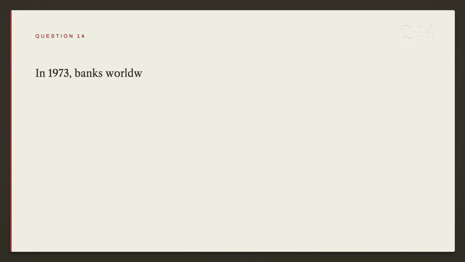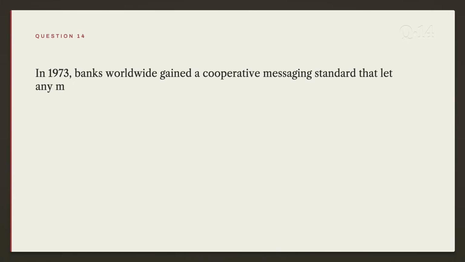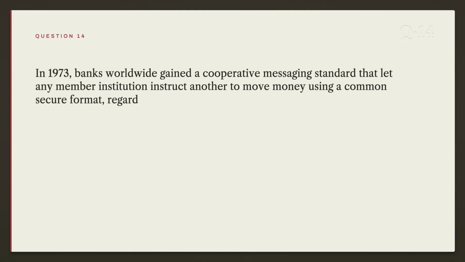Question 14. In 1973, banks worldwide gained a cooperative messaging standard that let any member institution instruct another to move money using a common, secure format, regardless of country. Which development does this describe?